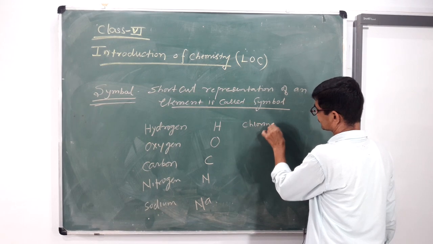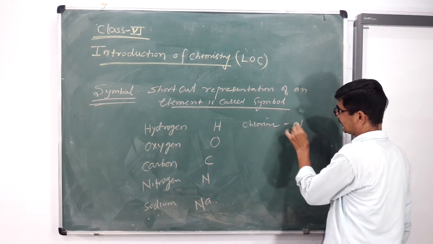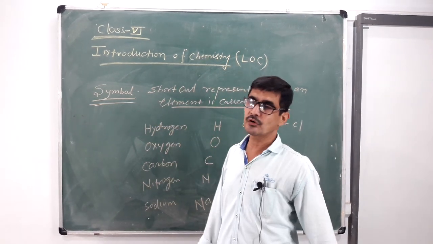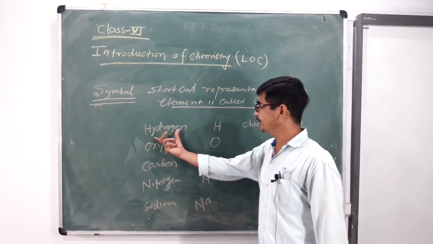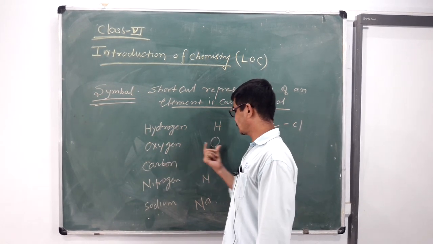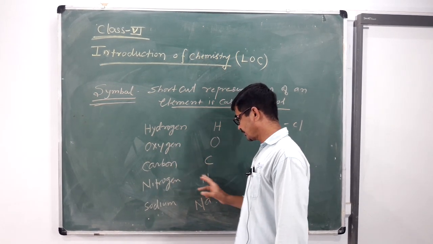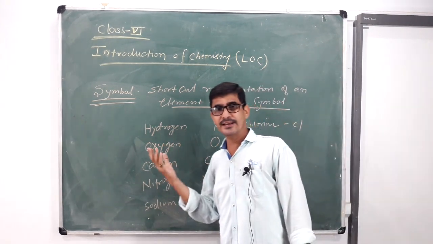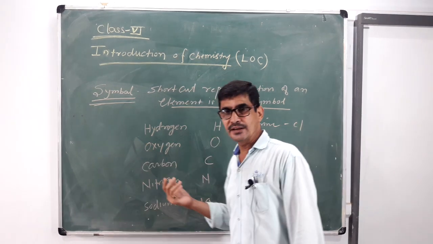Chlorine, its symbol is Cl. So at first it is necessary to learn the symbol of an element. So hydrogen is an element, its symbol is H, oxygen is O, carbon C, nitrogen N, sodium Na, chlorine Cl, potassium K, calcium Ca, etc.